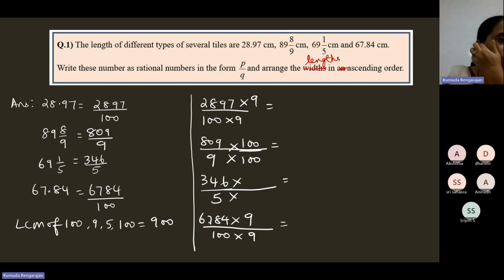Five into what is 900? You must tell me. 180. Please complete this and tell me. And then you can arrange the numbers in the ascending order.